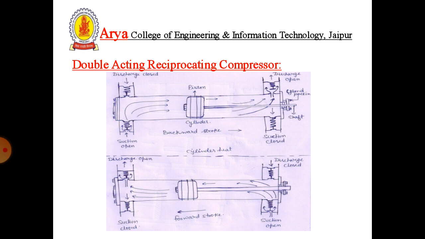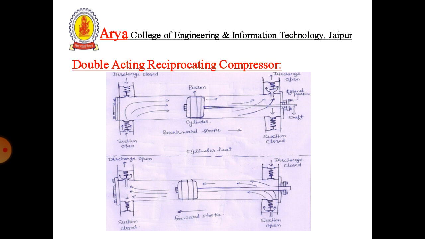This type of compressor operates in exactly the same way as the single acting. The difference is that the cylinder has inlet and outlet ports or valves at each end of the cylinder. As the piston moves forward, liquid gas is being drawn into the cylinder at the back end, while at the front end the gas is being discharged.